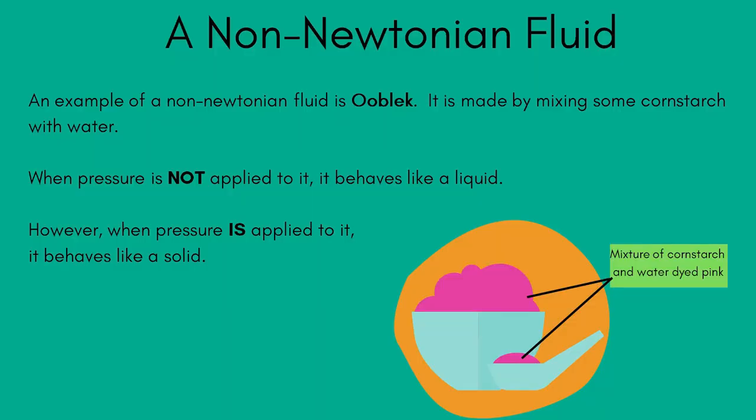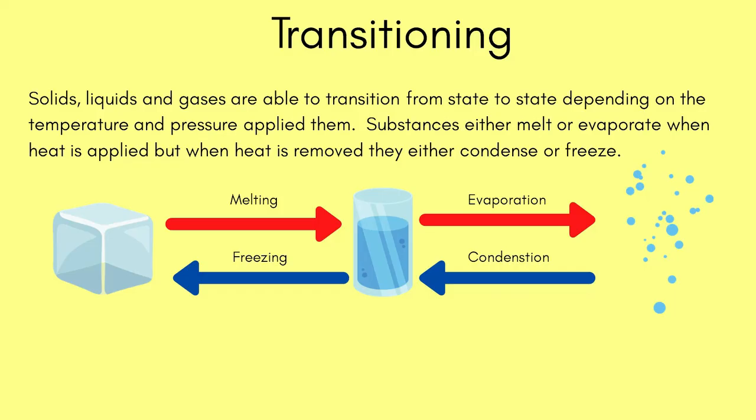An example of a non-Newtonian fluid is oobleck. It is made by mixing some cornstarch with water. When pressure is not applied to it, it behaves like a liquid. However, when pressure is applied to it, it behaves like a solid. Transitioning.